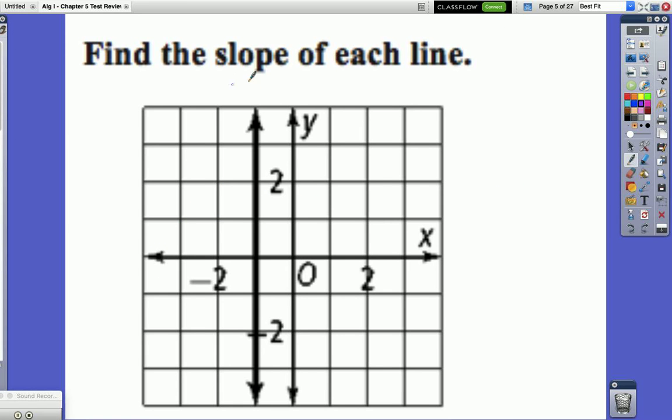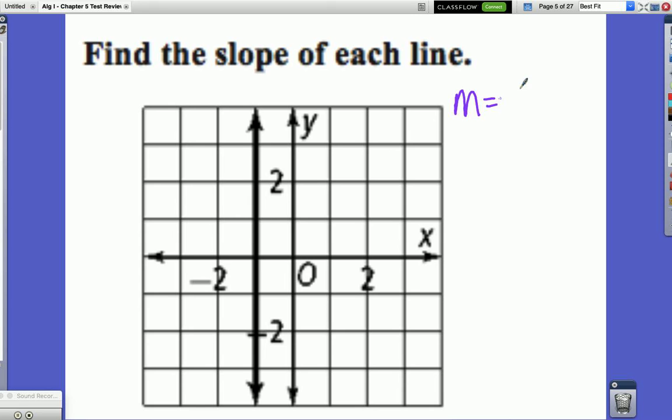Find the slope. So again, finding the slope, anytime we're given a graph, rise over run. So pick any 2 points. So here's a point, here's a point. So m equals rise, we go up 1 over 0. This can be simplified. Remember, 1 divided by 0 is undefined.